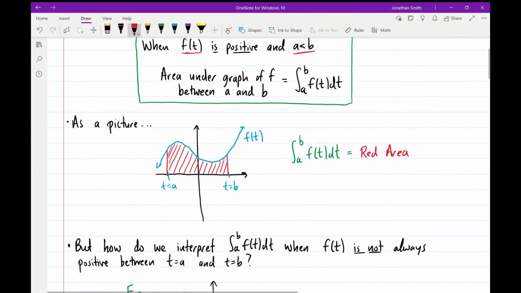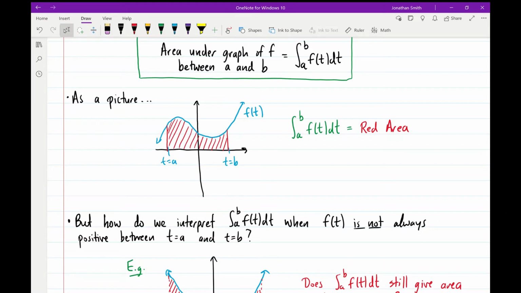So as a picture, what's going on here, we have our function f of t and it's positive, which means that it's always above the x-axis. We have our two endpoints of the interval, t equals a and t equals b. And in this case, we can say that the definite integral from a to b of f of t dt is equal to this red area that's sitting underneath the curve, between the curve and the x-axis, or the t-axis in this case.